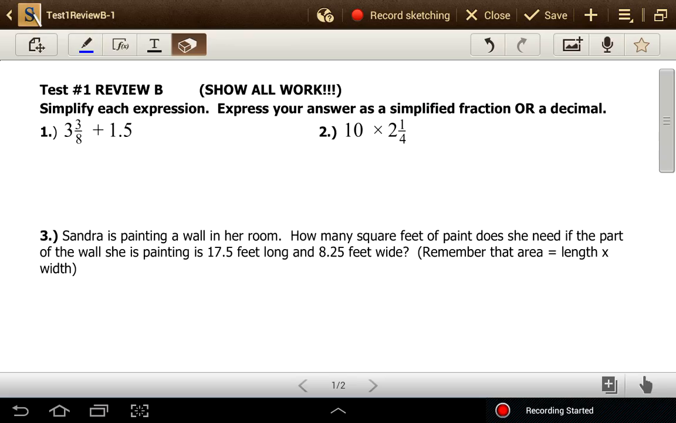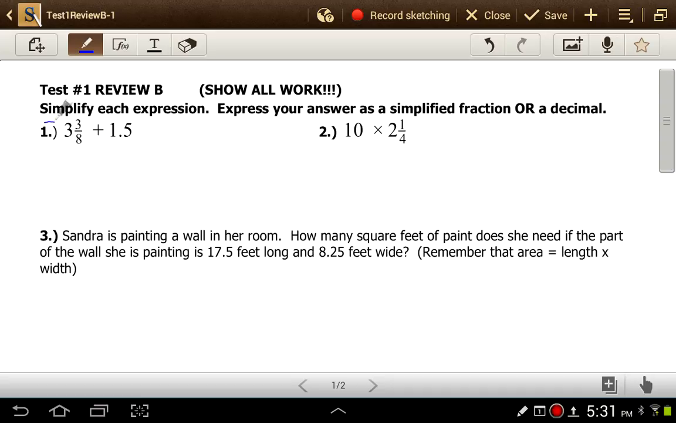Okay, here's our test review B, page 1. I'm going to go over this in detail about how to answer these questions. In the first example, you need to simplify each expression, and you can simplify it as a fraction or as a decimal. So first I'm going to show you as a fraction, and then I'll show you as a decimal.